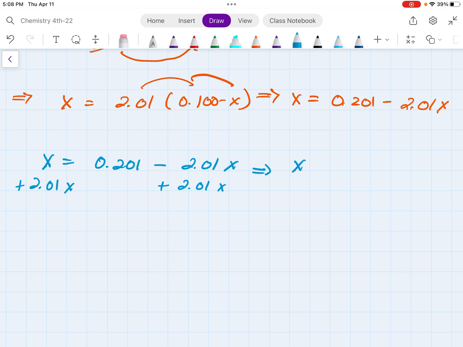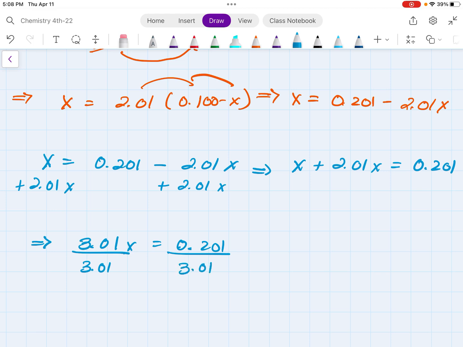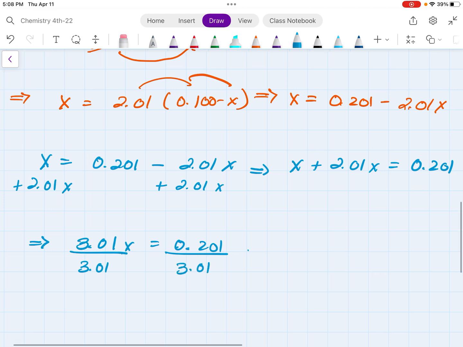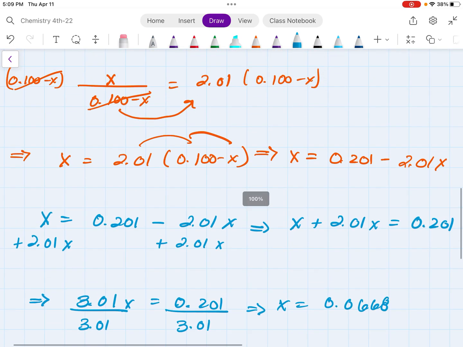I'm going to end up with X plus 2.01 X is equal to 0.201. If I add those, I'm going to end up at 3.01 X is equal to 0.201. And if I want to solve for X, I'm going to divide both sides by 3.01. And if I take that, X then is equal to 0.0668.